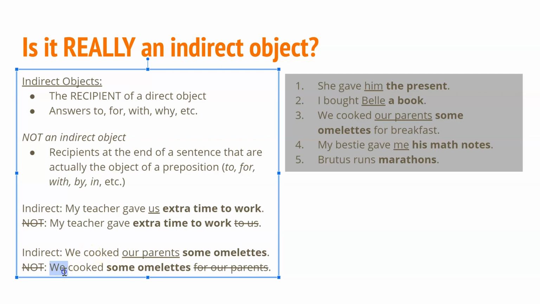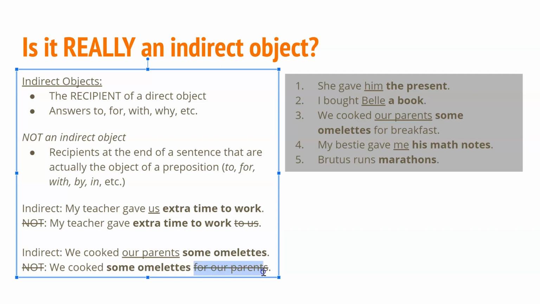Now, in this sentence, it looks more tempting, right? We cooked some omelets for our parents. For is technically a preposition. Well, for can also be a conjunction. Again, whole other story. Okay?